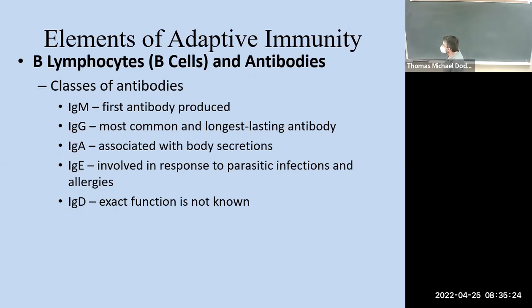No. What do I want you to know? There are certain ones that come first. There are certain ones that are for secretions, like breast milk, for example. And there are certain ones that last longest, and there are certain ones that are for parasites or allergies. Now, do I need you to know which is which? I don't think that's fair because those are really easy to get confused. Those letters don't match up to anything to help you remember. So I'm more interested in how they work than which one specifically does what, because you can always look that up. Does that make sense? Okay.